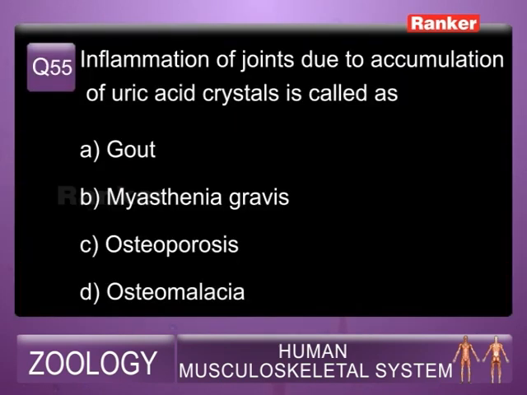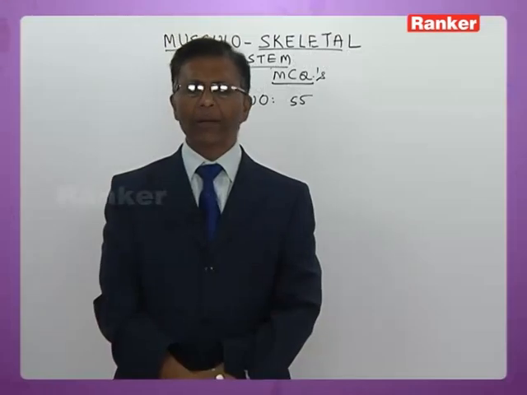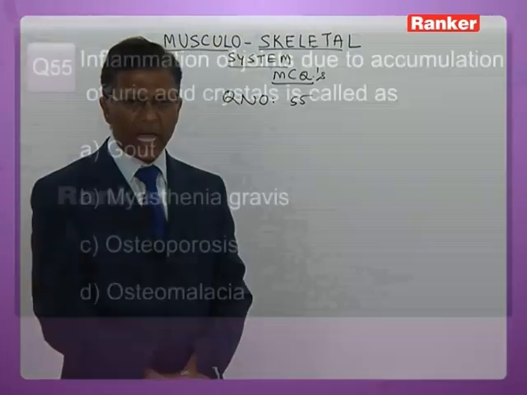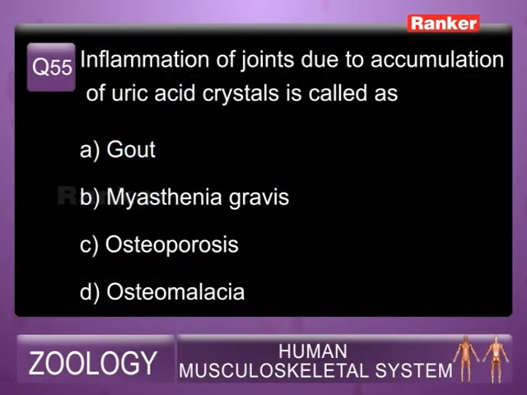55 is here. Inflammation of joint due to accumulation of uric acid is called A, gout, B, myasthenia gravis, C, osteoporosis, D, osteomalacia. Accumulation of uric acid results in gout. So the answer is A.